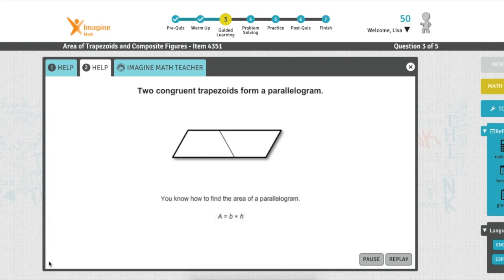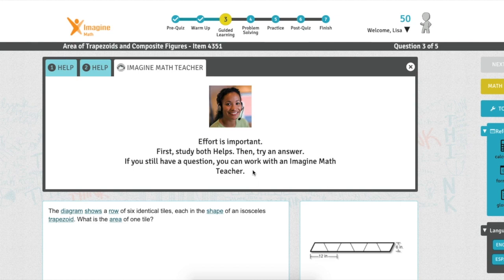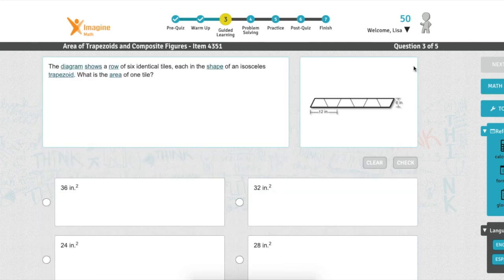Form a parallelogram. You know how to find the area of a parallelogram. Area of a parallelogram equals the base times the height. Click the parallelogram to see how you can use this to find the area of a trapezoid. Okay, and if that's still not making sense and you've given it a try, go ahead and go to the teacher. But what I am thinking might be my easiest bet is to say, okay, well, this is a parallelogram, right? And there are 1, 2, 3 parallelograms that are equal. Okay, and if I'm looking for the area of one tile, I'm not really worried about the parallelograms, but there are 2 pieces, 2 trapezoids in each parallelogram.